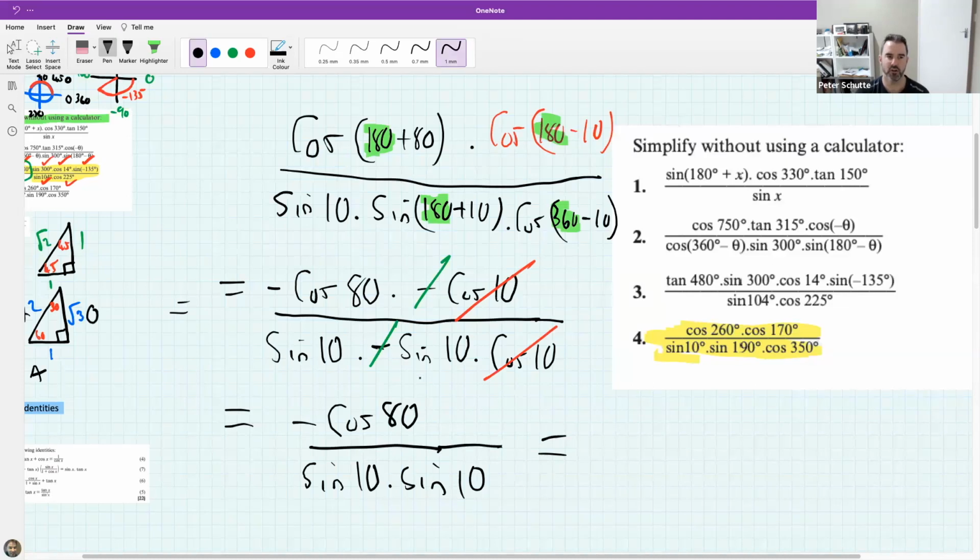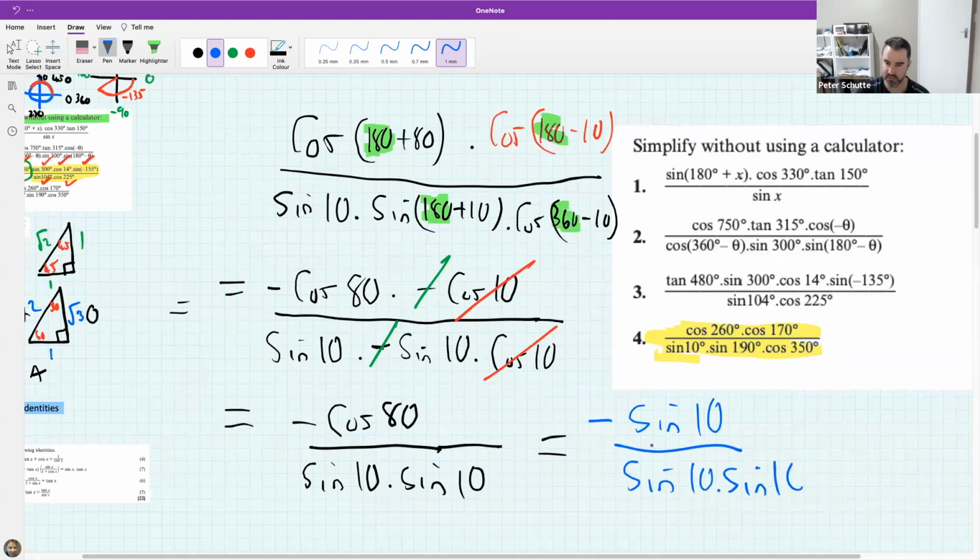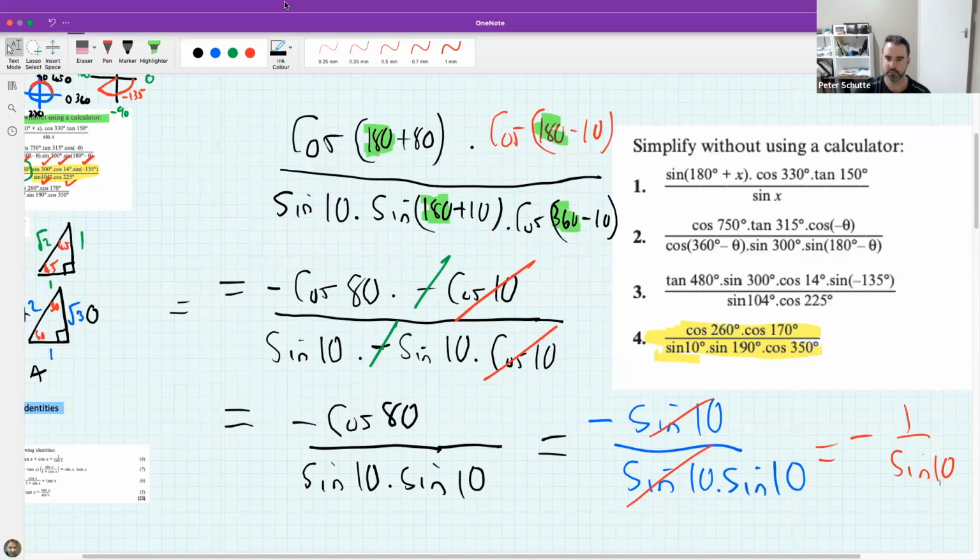Yes, so it would make a lot of sense to change the cos of 80 to the sine of 10. Because you're in the first quadrant, the minus is already there, but this just becomes the sine of 10. And then you have the sine of 10 times the sine of 10. That cancels, and you're left with minus 1 over the sine of 10 as your final answer. Yeah, so remember that the minus was still there.